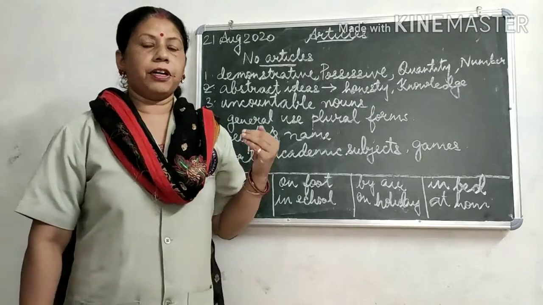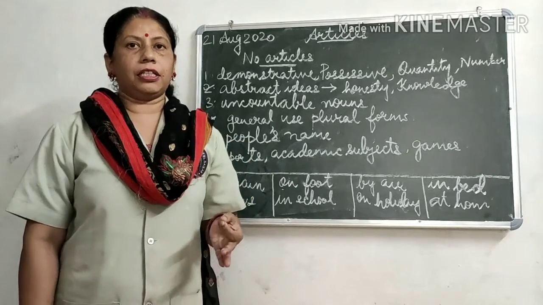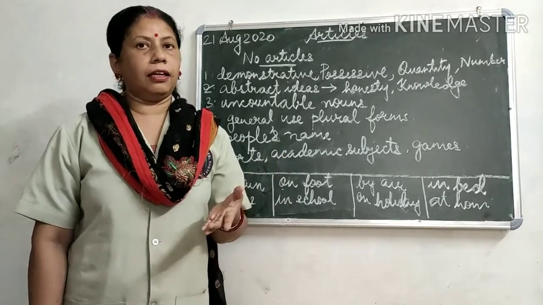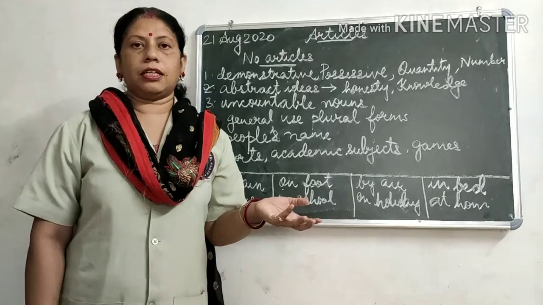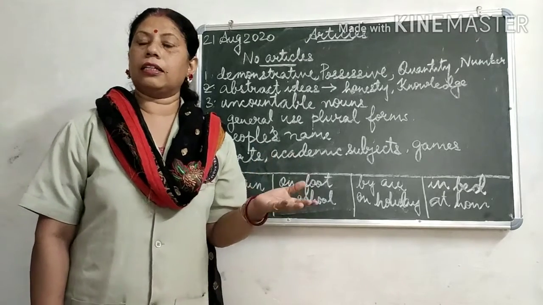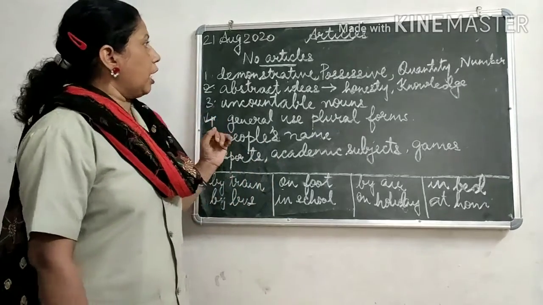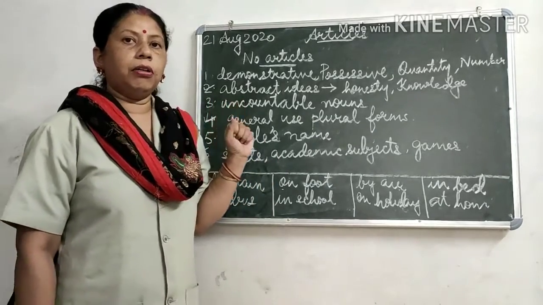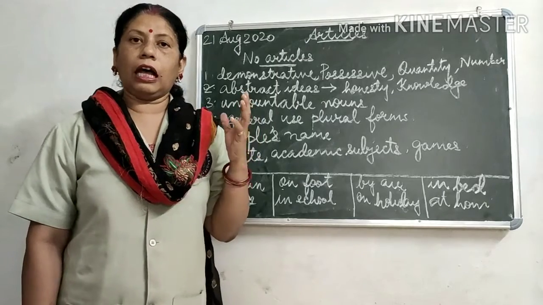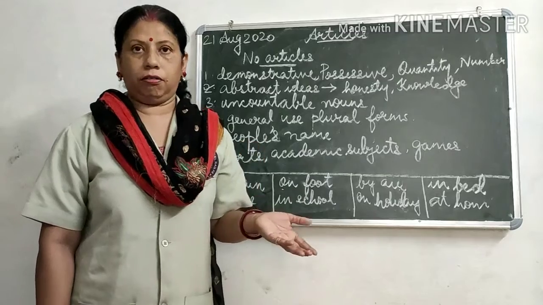I hope that you have watched the previous videos and tried to understand about the articles. In my first video, I explained the use of the indefinite article, that was a and an. The second video, yesterday's video, I explained the use of the article the, that is the definite article. So today I will be explaining about the places, the nouns before which you are not supposed to use the articles, not required, okay.